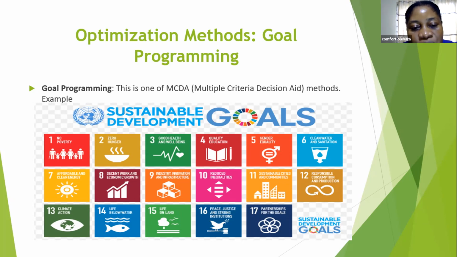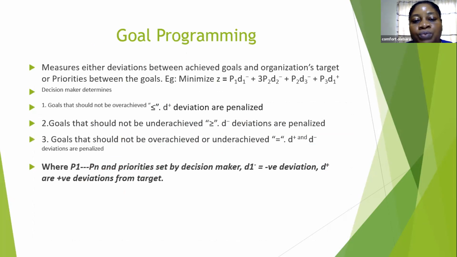So in goal programming, we penalize every deviation. That is how it is solved. We solve the problem by penalizing the deviations, and the equation has to do with minimizing the deviations from the target. So in this first instance, I have an example: minimize Z subject to priority 1 times deviation 1, plus 3 times priority 2 times deviation 2. This is how the model is formulated, depending on the deviations.